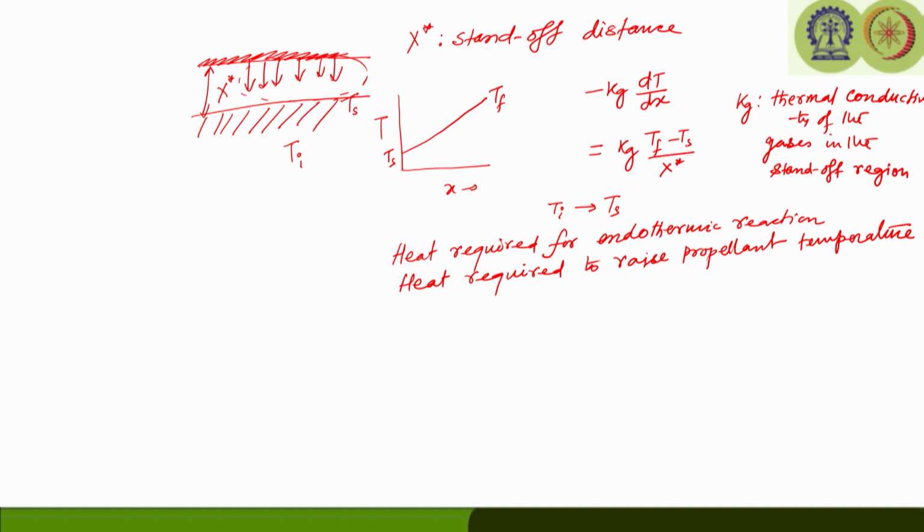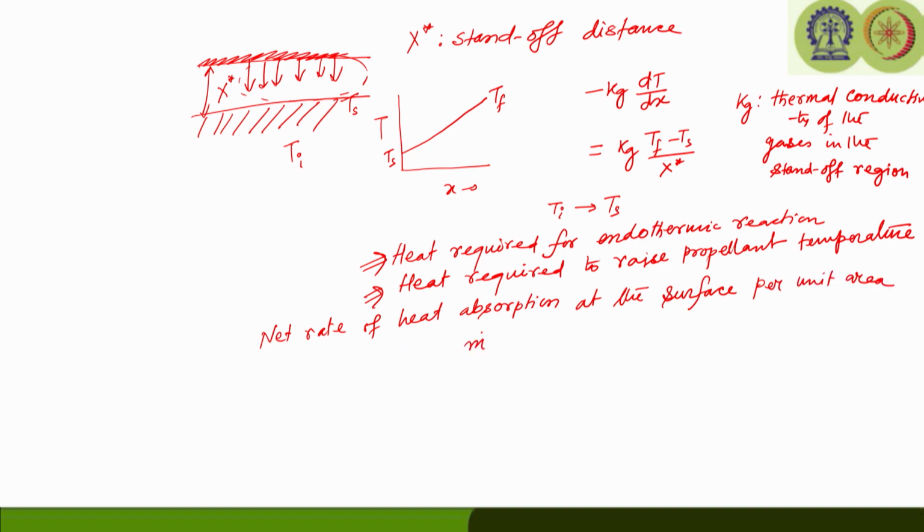So, whatever the heat transfer is coming from the flame is going to do two things. One is going to provide heat for the endothermic reaction, which is like the pyrolysis of the polymeric binder and the decomposition of ammonium perchlorate crystals, and also it is going to increase the temperature of the propellant from its initial temperature to the surface temperature. So, if you denote the net rate of heat absorption at the surface, and of course, per unit area, we are considering per unit area here.